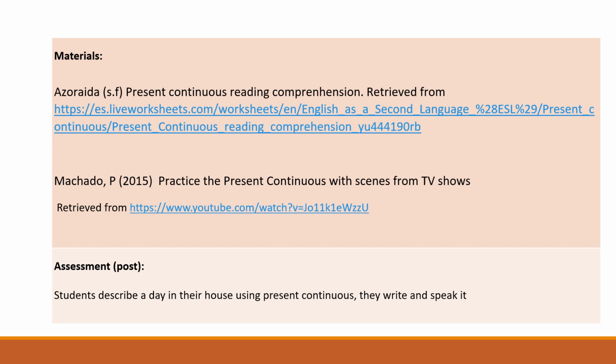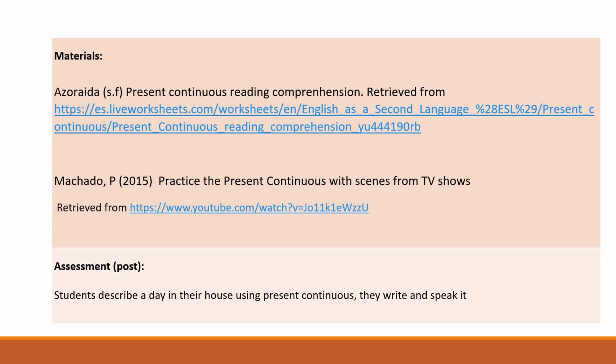At the end of the class, the assessment or evaluation to measure the success of the lesson plan is that students describe a day in their house using present continuous, and they write and speak it. And an important aspect: at the end of the class, all the students are going to give the worksheet with all the answers to the teacher, and the teacher is going to check the answers and the activities of each student's worksheet.